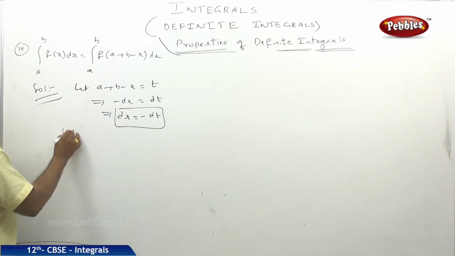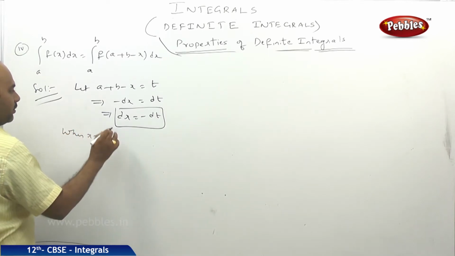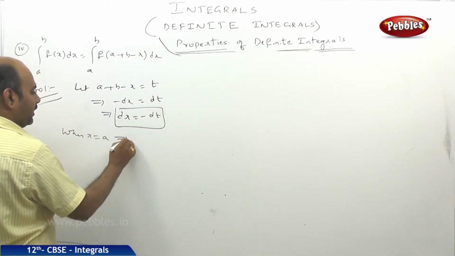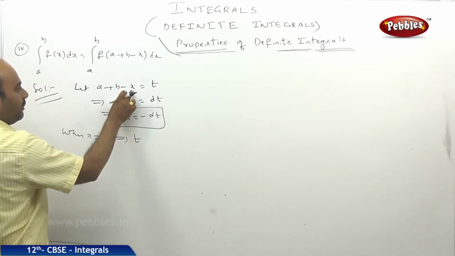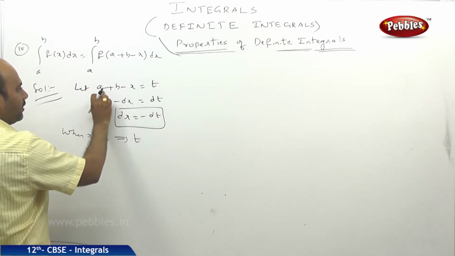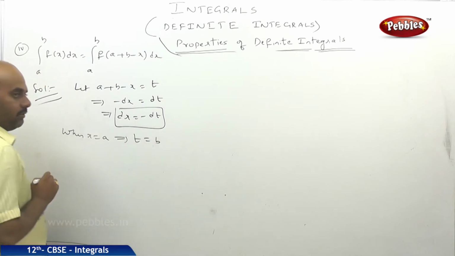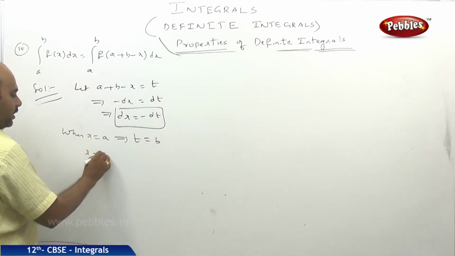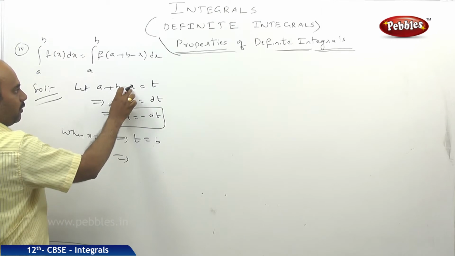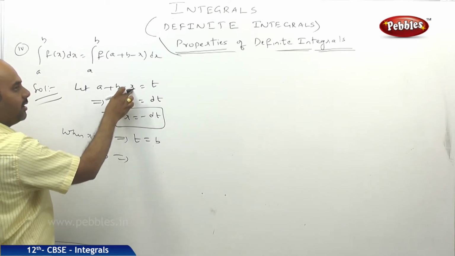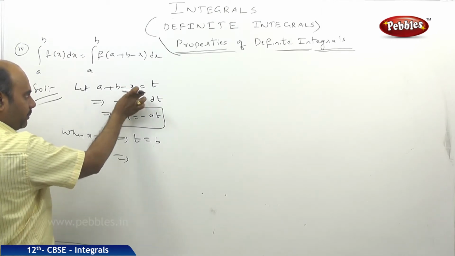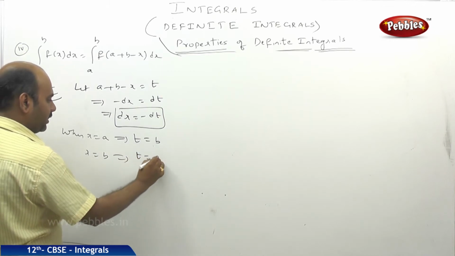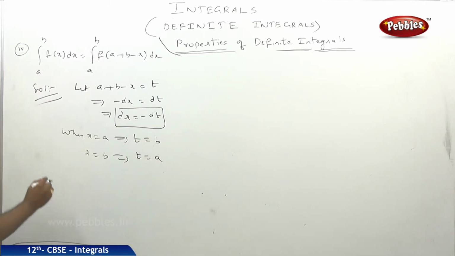So what I will be doing, when x is equal to a, that means in place of x substitute a, then a cancels and we'll be getting t value as b. And when I put x is equal to b, what happens, in place of x I'll be substituting b, then b will be getting cancelled and we'll be getting t is equal to a. Therefore I will consider RHS.